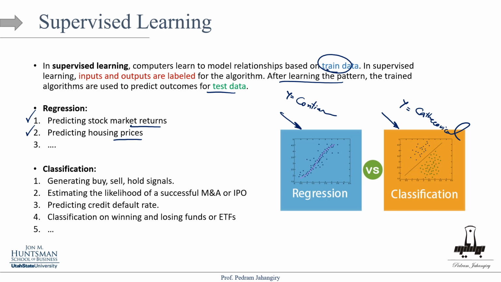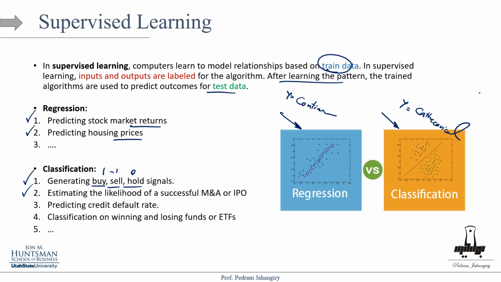Then, another set of models are the classification models, right? Let's look at some examples. Imagine you want to generate buy, sell, or hold signals in the stock market. So your target variable here can take 3 values, right? You can even label them in whatever way you want. You can call them, for example, 1, -1, 0, or buy, sell, hold, and etc. So this is one example. Another example would be estimating the likelihood of a successful M&A or IPO or SPAC in the financial market, right?